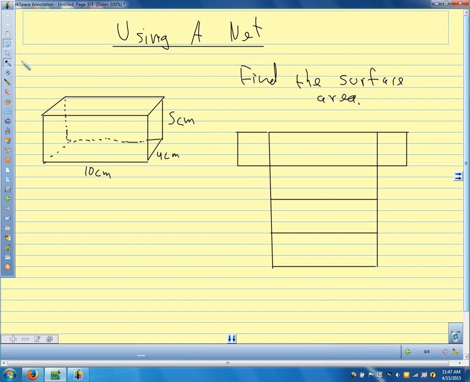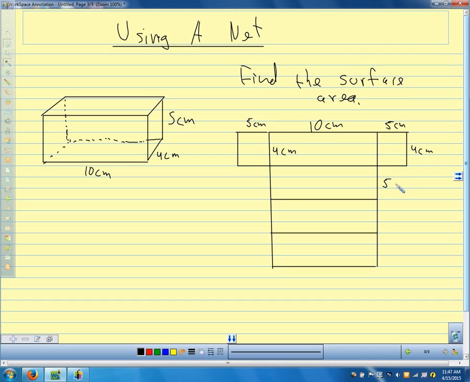All right, so there's a net for our box. And I'm going to label the dimensions of the sides. So that's 10 centimeters. All of these are 10 centimeters. This is going to be my 4 centimeter side, and this is going to be my 5 centimeter side. So this would be 5 centimeters. This would be 4 centimeters. And these would alternate. This piece would have to match up here, so that's going to have to be 5 centimeters. This one is going to have to be on the top here, so that's going to have to be a 4 centimeter, and that one would be a 5 centimeter. Well, there are all my dimensions.